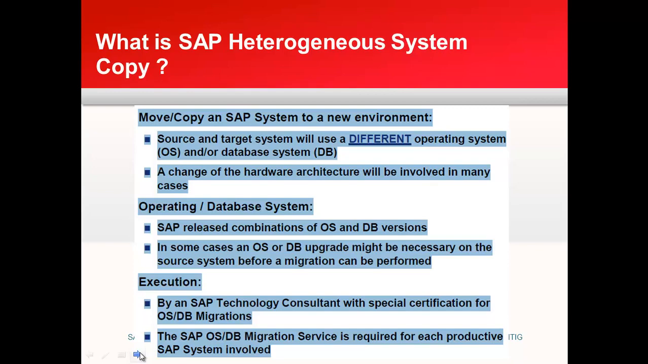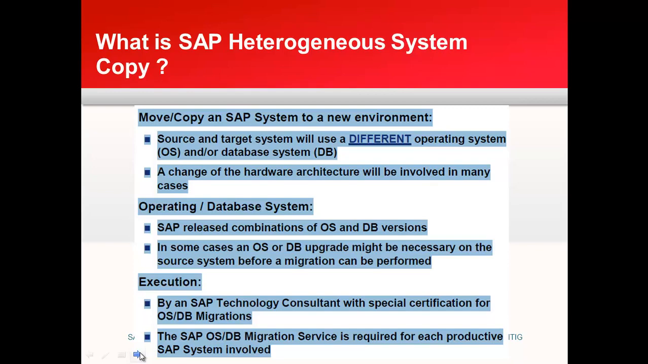Depending on the method used for executing the heterogeneous system copy, it might be necessary to upgrade the database or the operating system of the source system itself. And on old R3 releases like 3.0, even an R3 upgrade might be necessary. This might happen if the target platform requires a database version which was not backward released for the SAP system. The decision factors for performance in an SAP system are the parameter settings in the database, the operating system, and the SAP system itself.